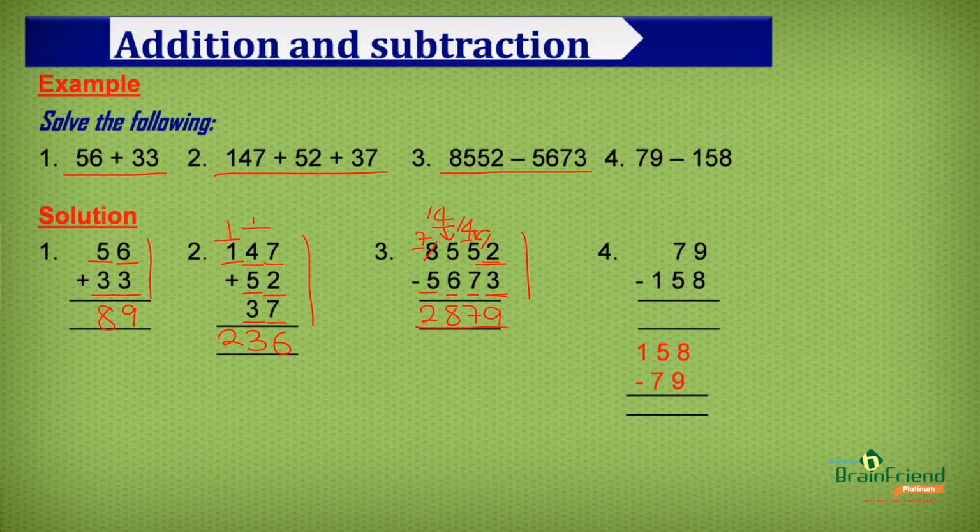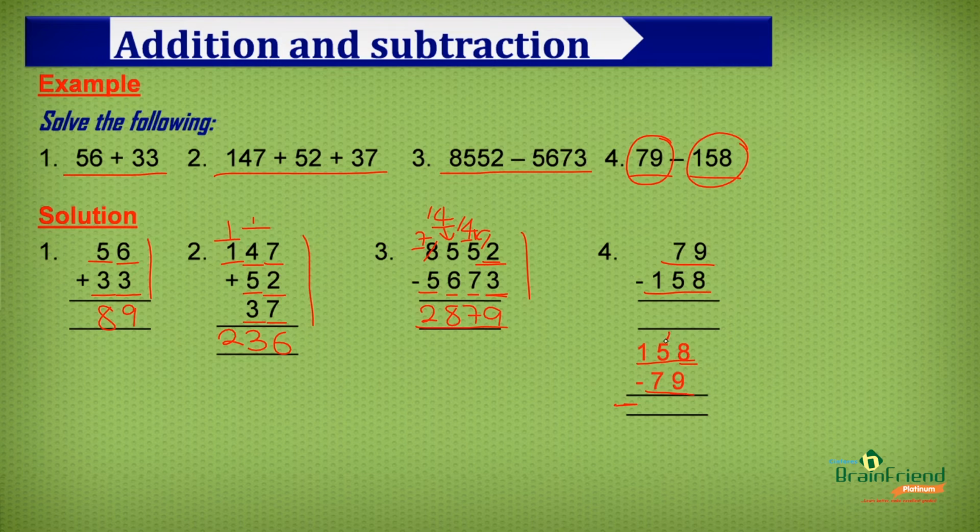Now, we have a very special situation here. 79 minus 158. Of course, the number 79 is less than 158. So we'll find it difficult subtracting 158 from 79. The easiest way to go about this is to reverse the numbers. That means having 158 above 79. Having exchanged the position of the numbers, we must note that whatever answer we would have would carry a negative sign.